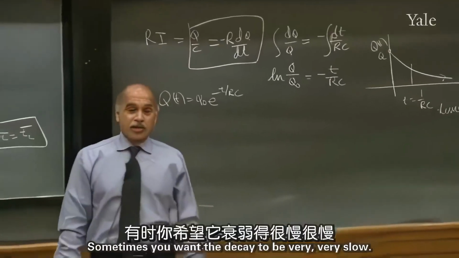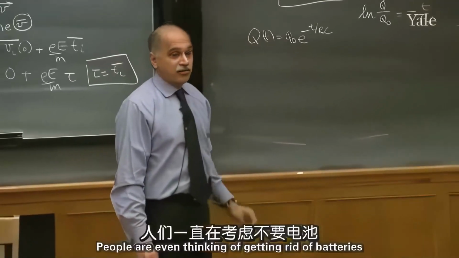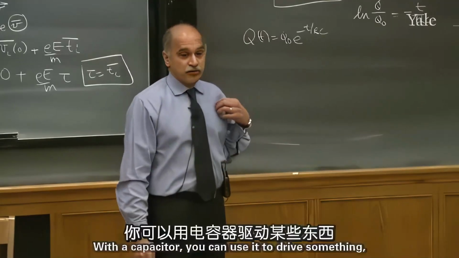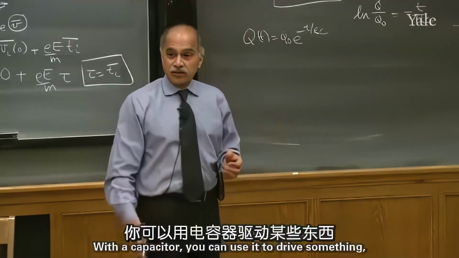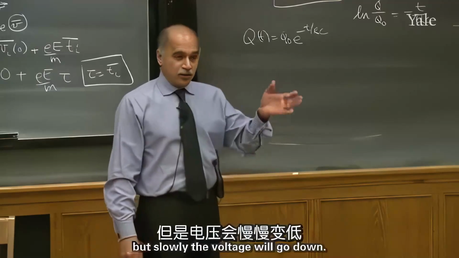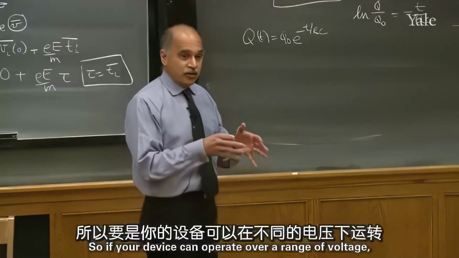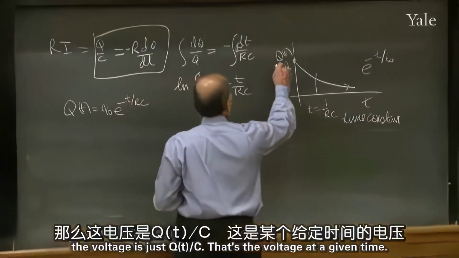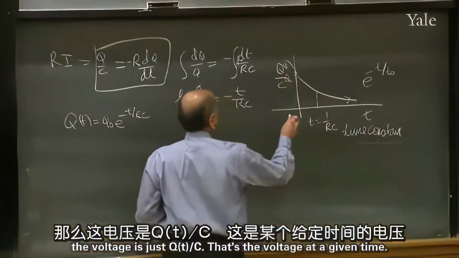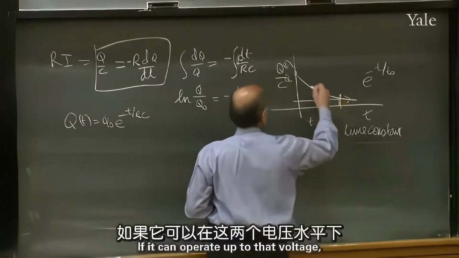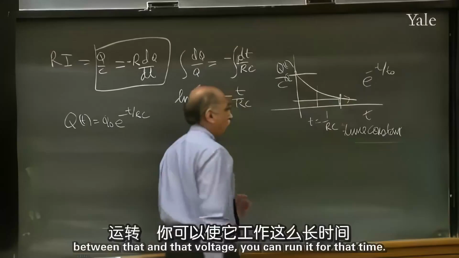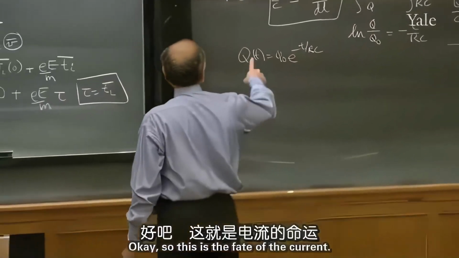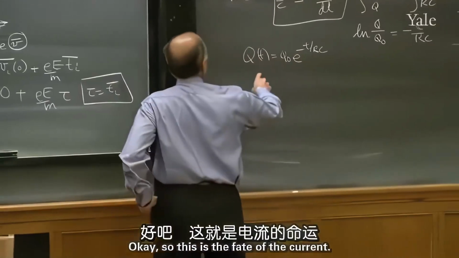But sometimes you want the decay to be very, very slow. People are even thinking of getting rid of batteries and just buying capacitors. With a capacitor, you can use it to drive something, but slowly the voltage will go down. So if your device can operate over a range of voltage, the voltage is just Q of t divided by C. That's the voltage at a given time. If you can operate between that and that voltage, you can run it for that time. Okay, so this is the fate of the current.